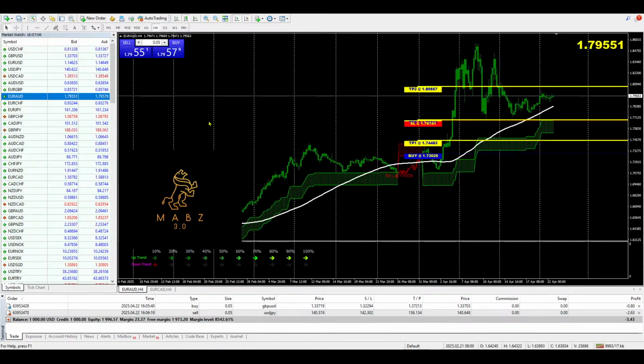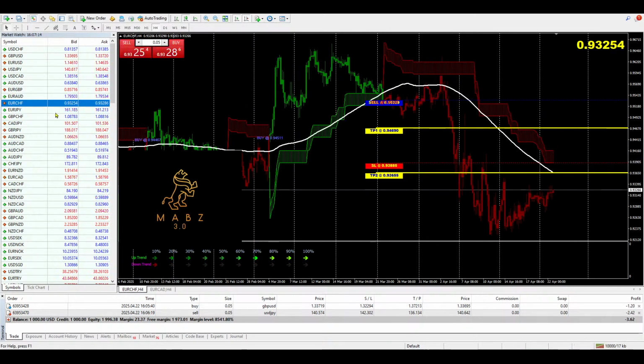Okay, so far we've got trades on the two, right? All right, so I'm just gonna keep going. So far we've got a buy on the GBP USD, and then we've got a sell on the USD JPY.